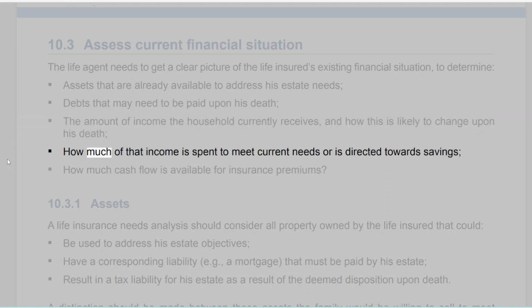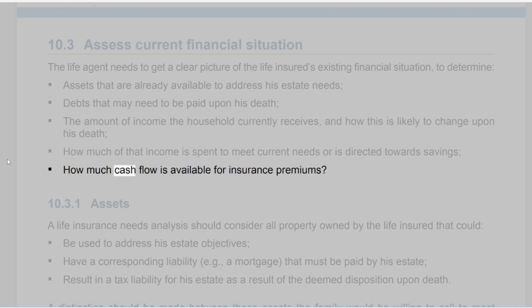how much of that income is spent to meet current needs, or is directed towards savings; and how much cash flow is available for insurance premiums.